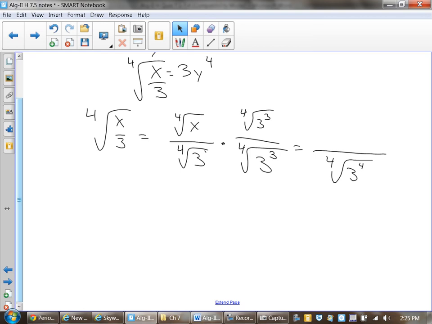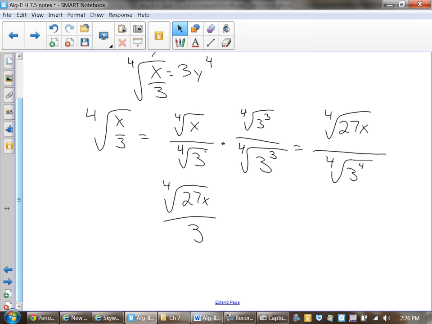Now they have the same nth root, so I can combine what's underneath the radicals. And 3 cubed is how much? 27. That's why you guys were moving. So your final answer should have been the 4th root of 27x over 3.